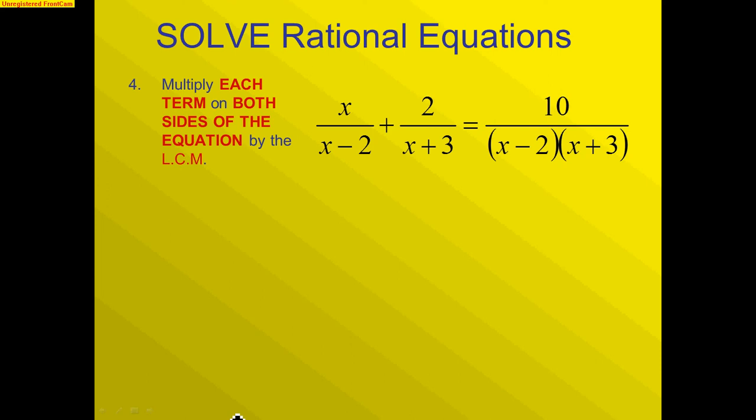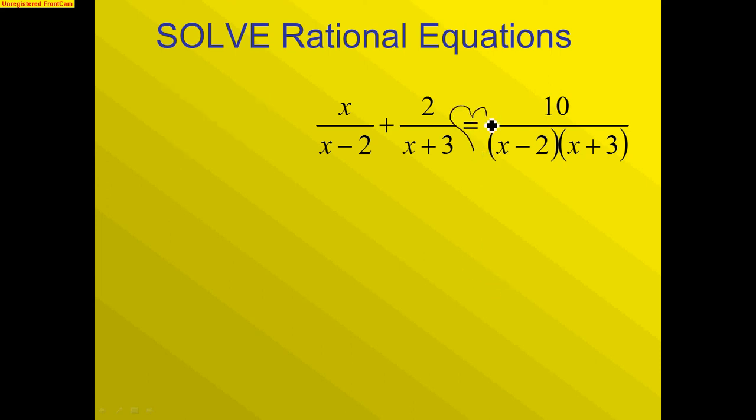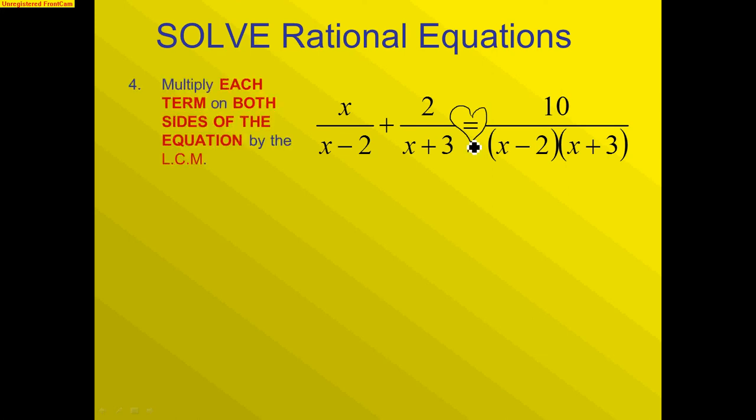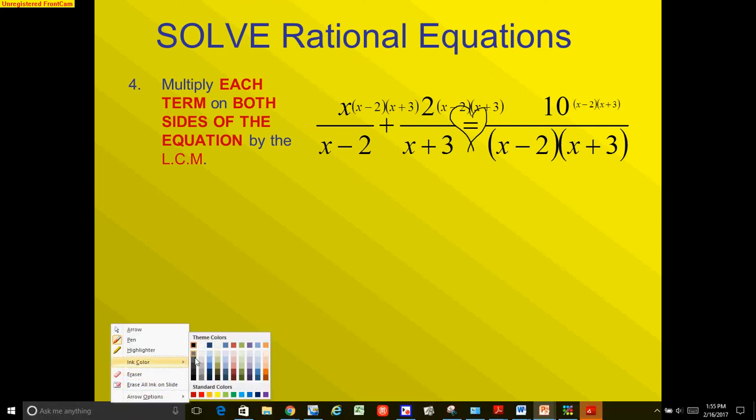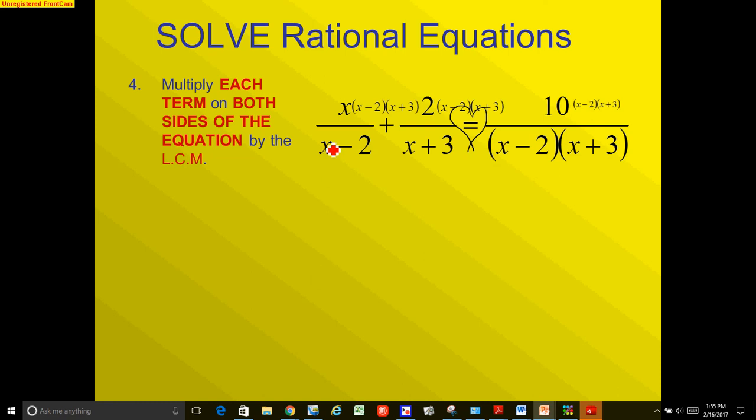I can't take a fraction and just multiply the bottom by 2. I have to multiply the top and bottom by 2. But the minute I have an equation, I have a lot of power. I can change each fraction. I don't have to multiply the denominator. I can change each fraction as long as I change by the same amount on both sides. Here's my heart of the equal sign.